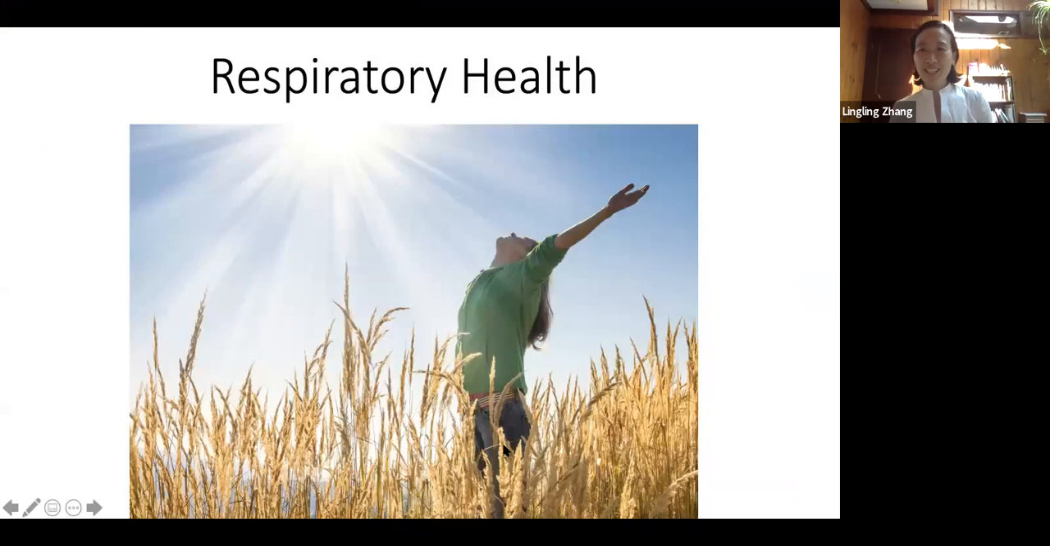Hello, everyone. Today, we're going to talk about respiratory health using essential oils to help achieve respiratory health. Respiratory health is essential to our thriving and surviving, right? Without breathing properly, our quality of life can be seriously damaged. So, it's an important topic.